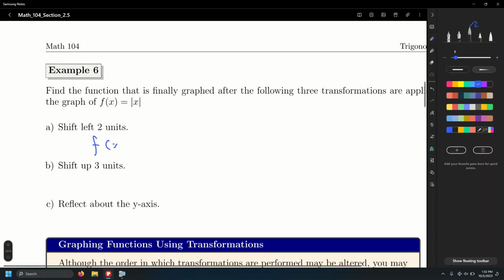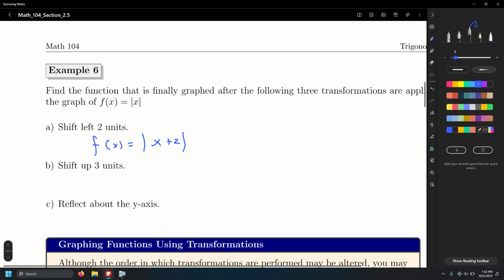So f of x equals absolute value of x plus 2? Yes. It's to the left, and we go with the opposite sign as the direction. Left means plus in the function, which would subtract 2 units from which coordinate? The x coordinate or the y coordinate? The x coordinate. Good.